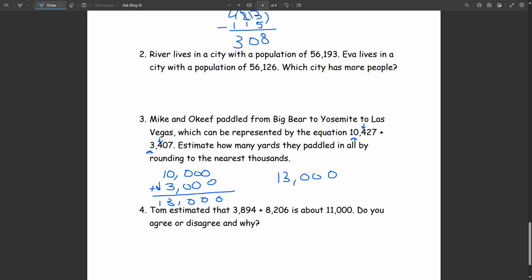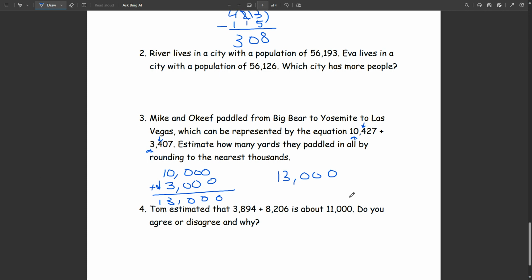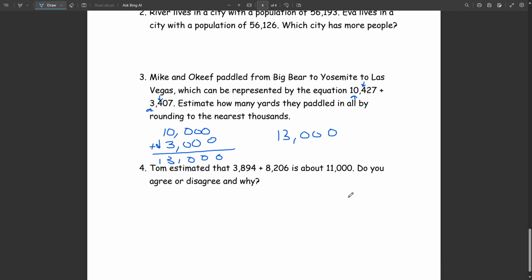yards. Okay, and then number 4, Tom estimated that 3,894 plus 8,206 is about 11,000 yards. Do you agree or disagree? So first, when it's about, he's basically rounding. So let's round to the nearest thousands here like he did. Let's look at 8, right? 8 is 5 or more, so we can round up to 4,000. And then plus this number here, it's 4 or less, so we round down, so it's going to be 8,000.